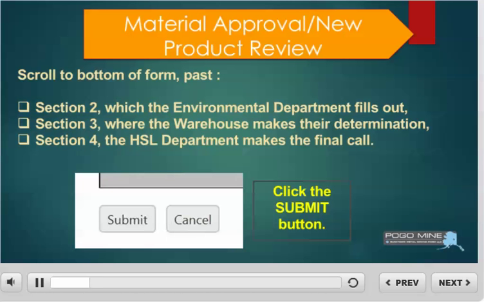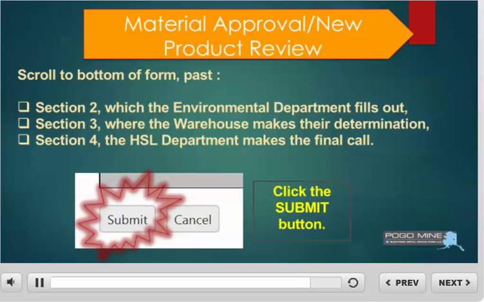Scroll down past the second section, that's for environmental. Go past the third section, that's for the warehouse. Keep going past the fourth section, that is for the HSL department, and then click on the Submit button.